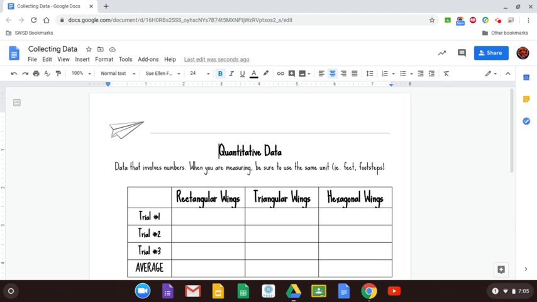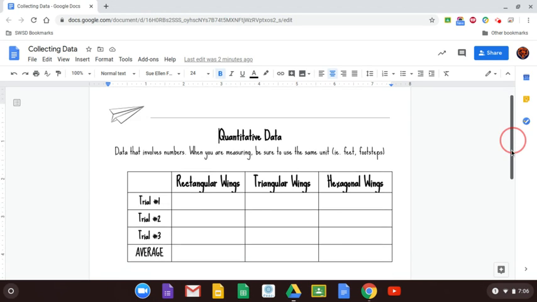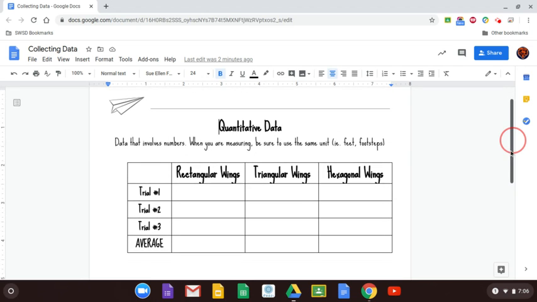So we're actually doing the experiment today, so this is the fun part. But there are a few things I want to go over so that you guys know exactly what is required and kind of how you should be setting up your experiment. So first up, when you actually get into it, you're going to be collecting data, measuring how far each of the paper airplanes fly.